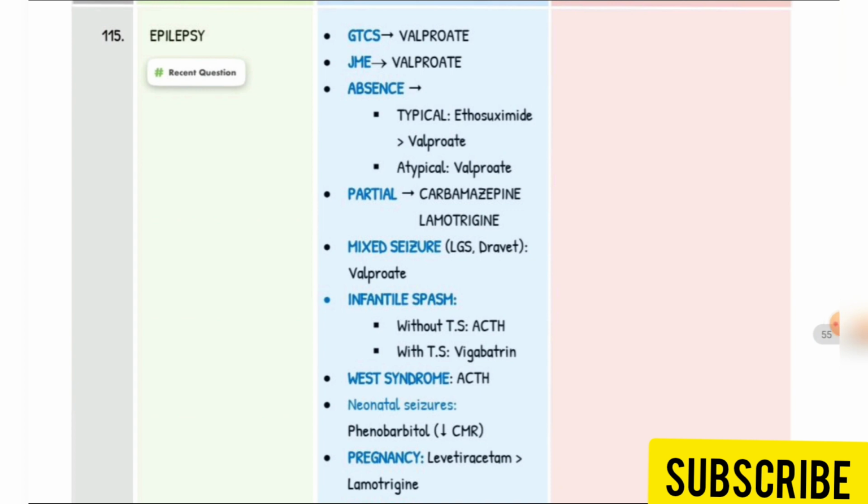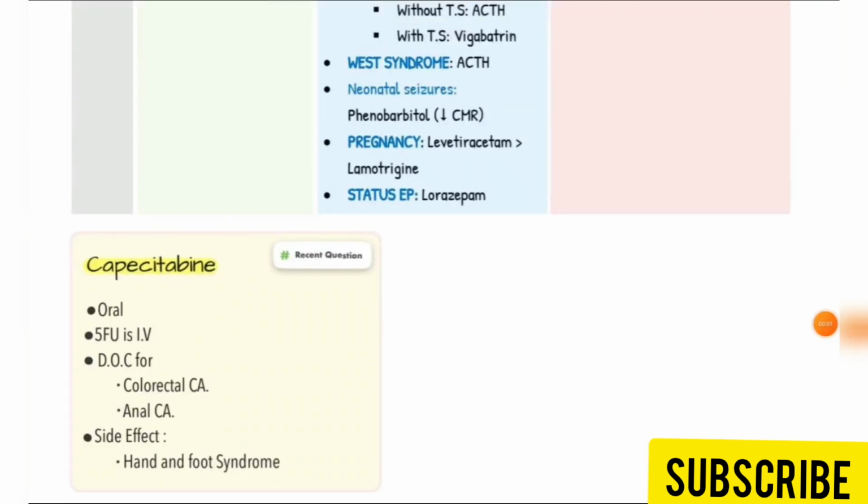Next, epilepsy. Drug of choice for generalized tonic-clonic seizures: valproate. For GME, drug of choice: valproate. Absence seizures, typical: ethosuximide, then valproate; atypical: valproate. Partial seizures, drug of choice: carbamazepine, lamotrigine. Mixed seizures, drug of choice: valproate. Infantile spasm, without TS: ACTH; with TS: vigabatrin. West syndrome, drug of choice: ACTH.